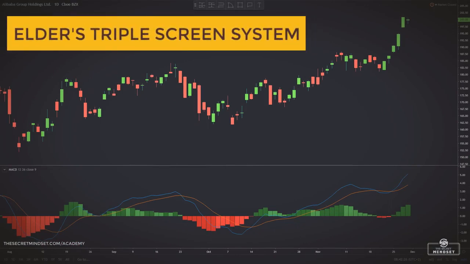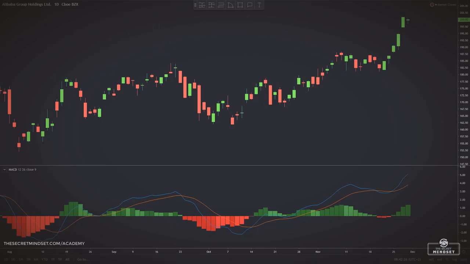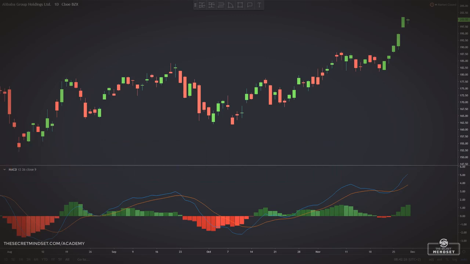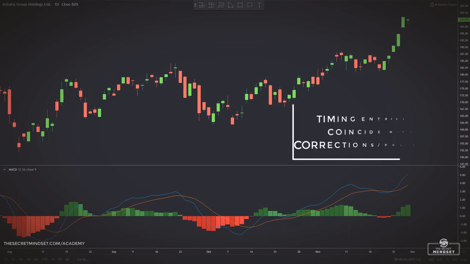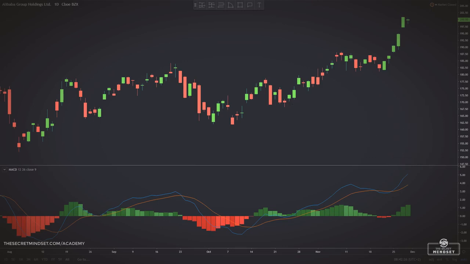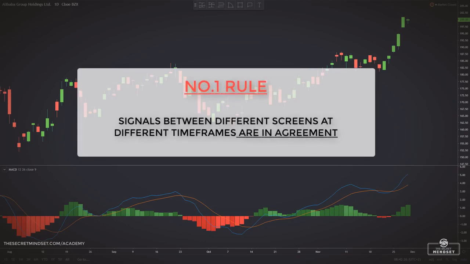The triple screen system was proposed by Elder as a stock trading strategy, but it's regularly used in Forex and other markets as well. So what is the triple screen? The triple screen is essentially a trend-following system, but the main characteristic is that it works by analyzing charts at multiple time frames. The root of Elder's triple screen is that it tries to time trade entries to coincide with market corrections or pullbacks. This can happen in both bull trends and bear trends. The strategy only buys or sells when the signals between different screens at different time frames are in agreement.